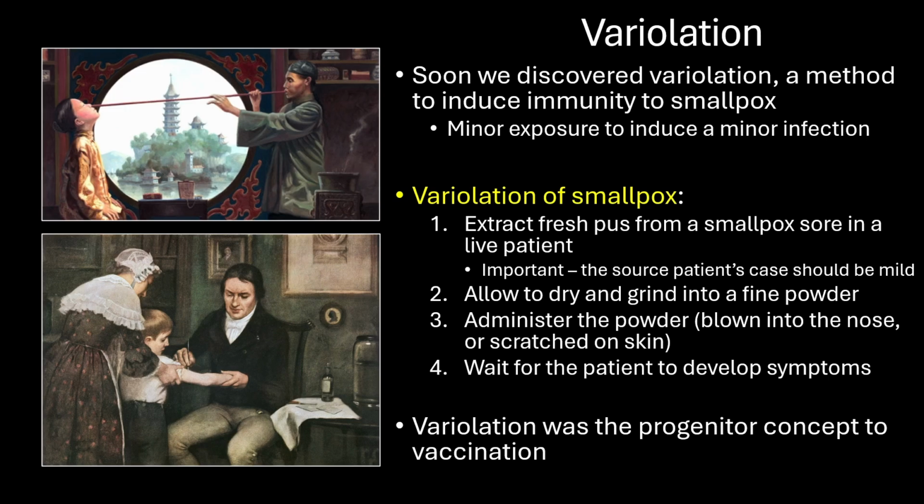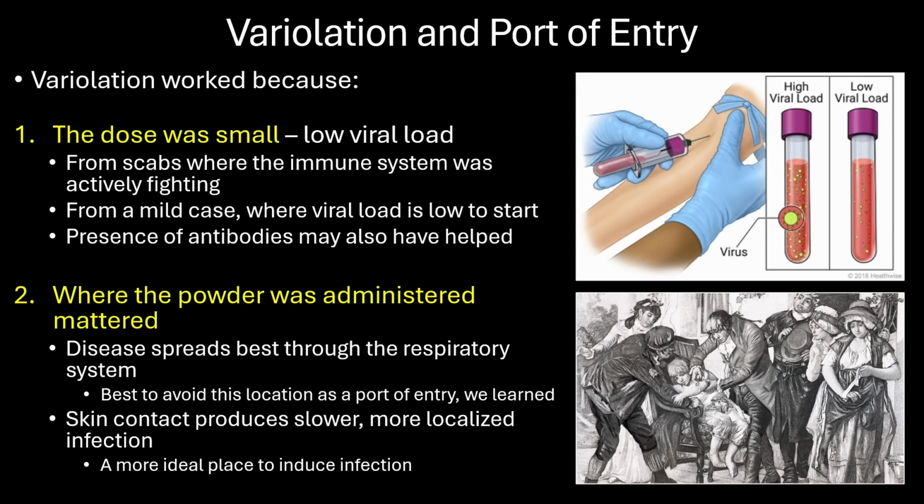And variolation was this progenitor concept to vaccination. Vaccination was born from the concept of variolation. Now, variolation worked because, first, the dose was very small. It was a very low viral load that a person was being exposed to at any given time. These scabs that a person had when they were dealing with smallpox were places where the immune system was actively fighting. From a mild case, especially, the viral load was low to start, but there is also the presence of a number of antibodies which may have also assisted in this process.